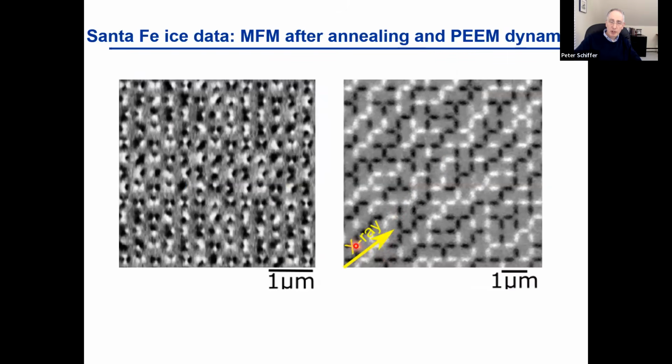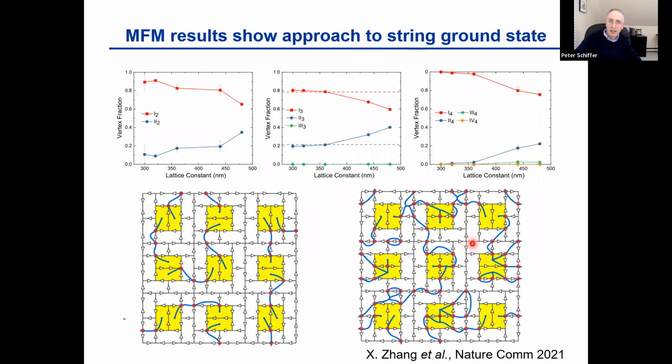Just showing you some data that we took. This is Xiaoyu Zhang, a recent PhD student, now a postdoc in my group, who took these data, both MFM data and XMCD PEEM data. And the MFM data show, as a function of lattice constant, that you end up with the vertex fraction that you expect for the ground state. Basically, you go from having long strings to having short strings. As you reduce the number of excitations, you reduce the number of unhappy vertices. And that's simply because you're making it more strongly interacting with smaller lattice constants.